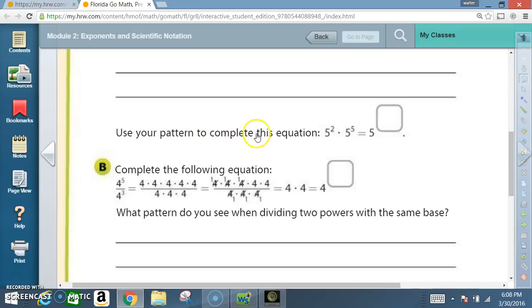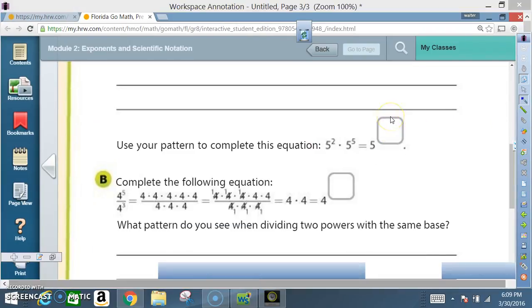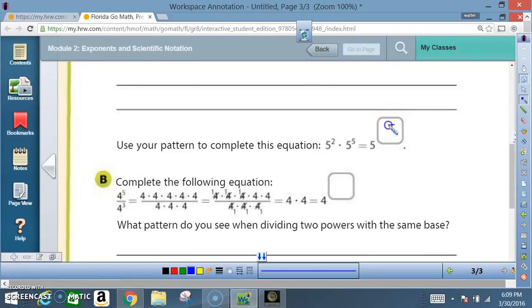Use your pattern to complete this equation. 5 to the 2nd times 5 to the 5th. Well, there's no need for me to write out a group of 2 5's and then a group of 5 5's. I can simply just add because their bases are the same. 2 plus 5 is 7, and I have my answer.